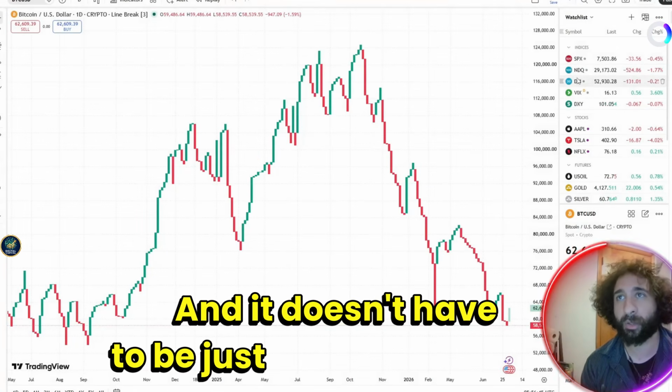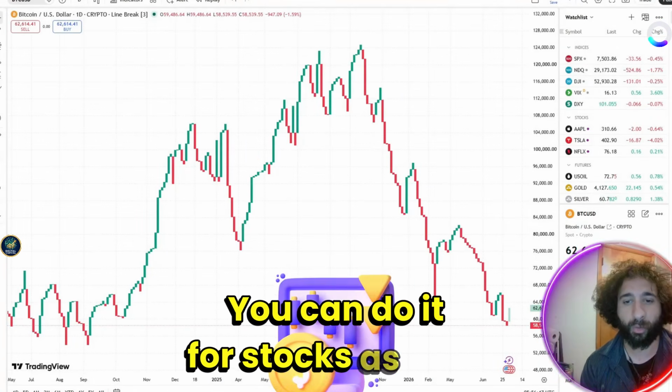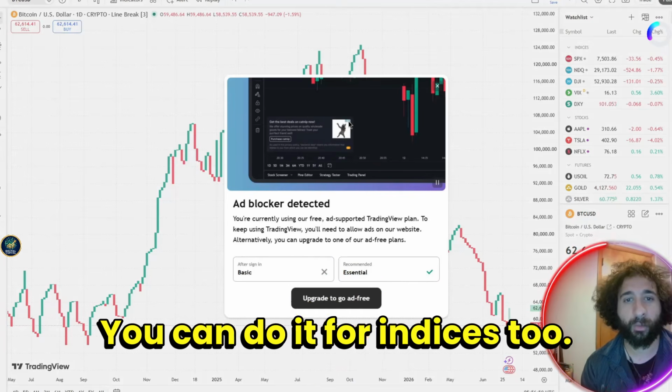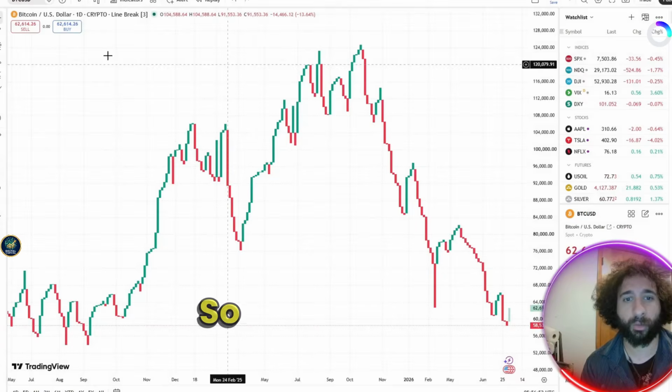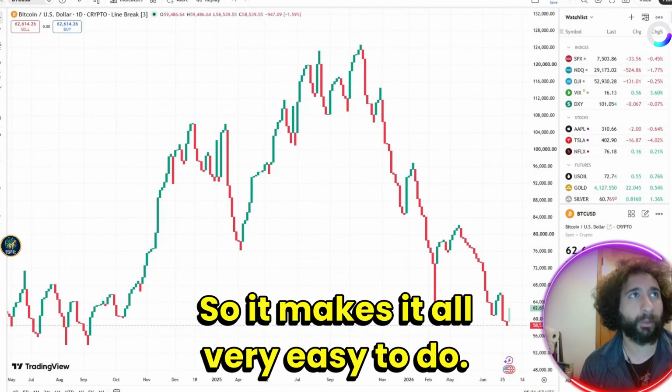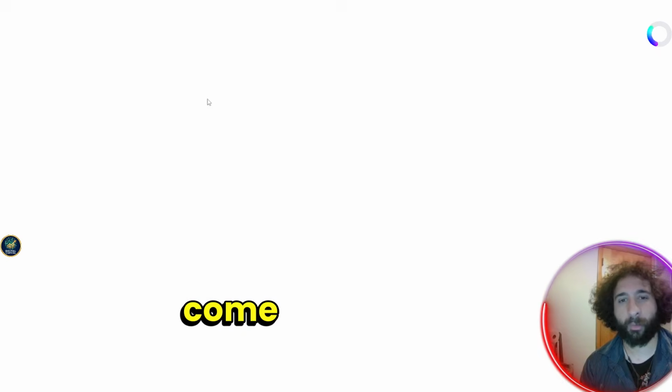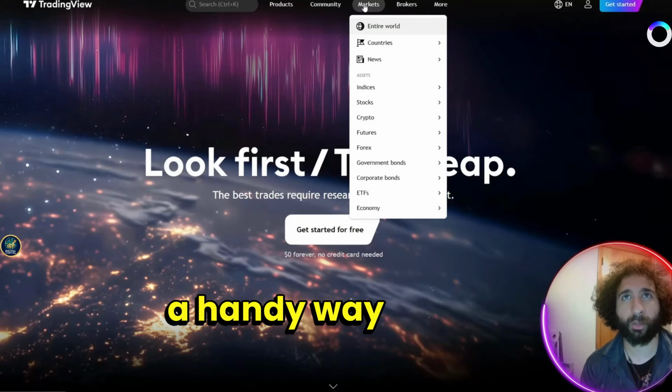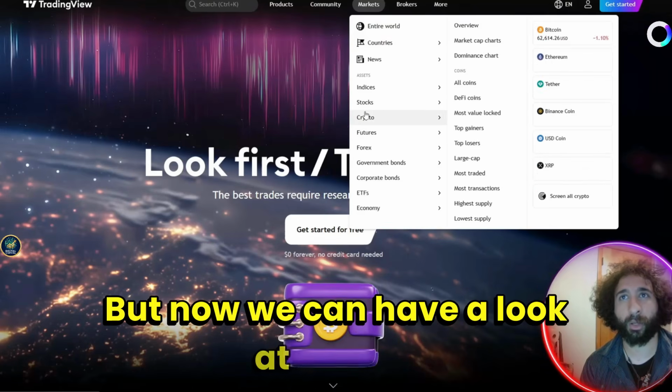And it doesn't have to be just for Bitcoin either. You can do it for stocks as well. You can do it for indices too. You can do it anywhere here, really. So it makes it all very easy to do. And then what you can also do, if you come back here, is that it gives us a handy way to look at everything, but now we can have a look at crypto.